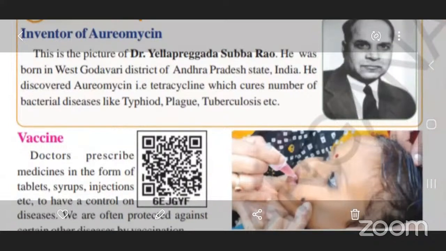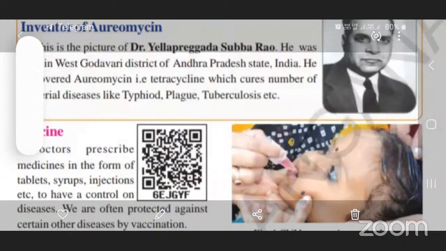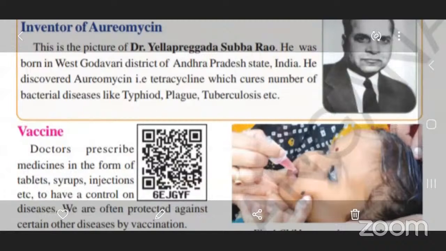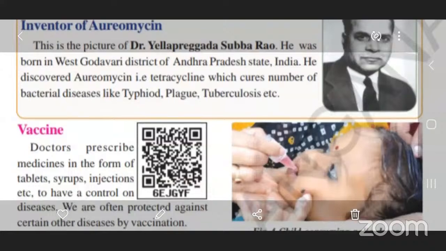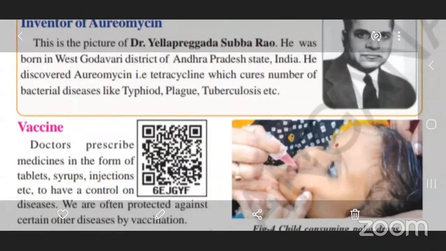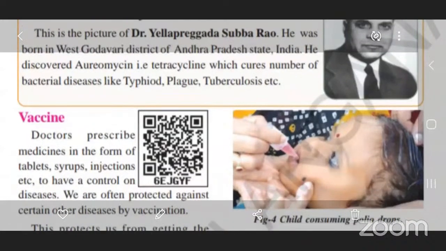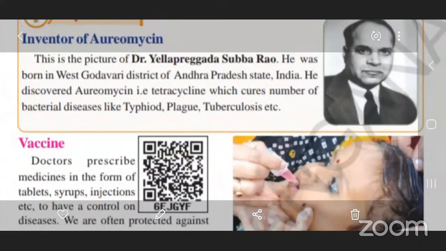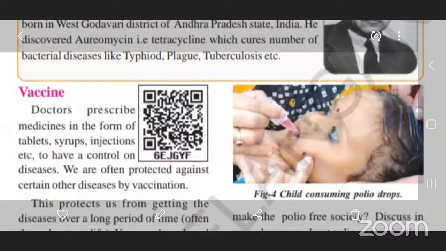That is tetracycline, which cures a number of bacterial diseases like typhoid, plague, and tuberculosis, TB. Tetracycline, ariomycin. Ariomycin, that is tetracycline. Now we have discussed antibiotics so far. Here, very important: what is the difference between antibiotics and vaccines?